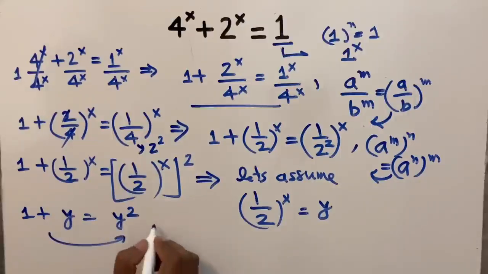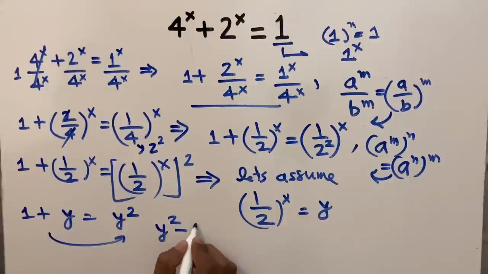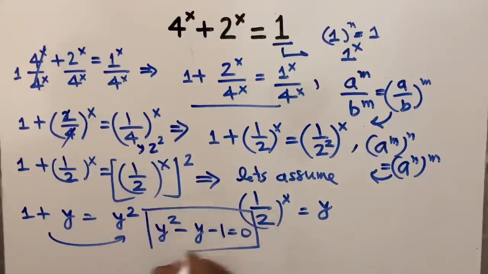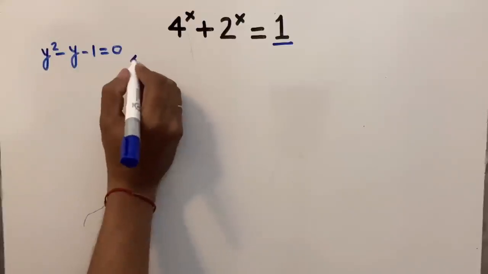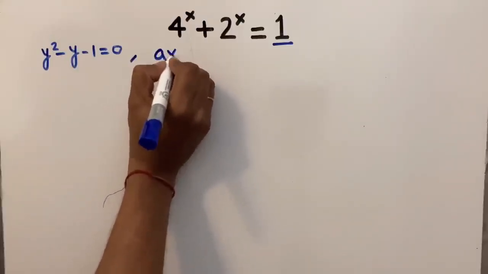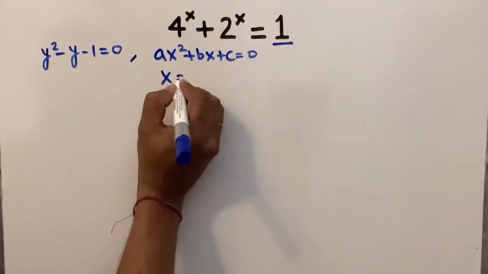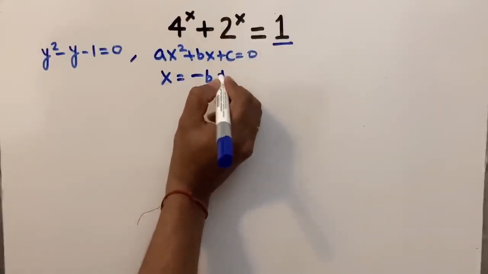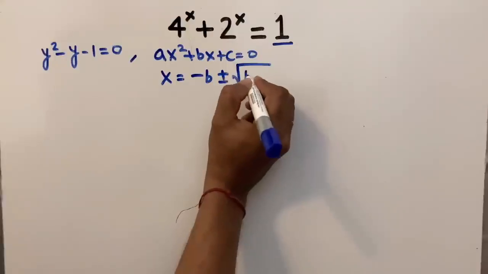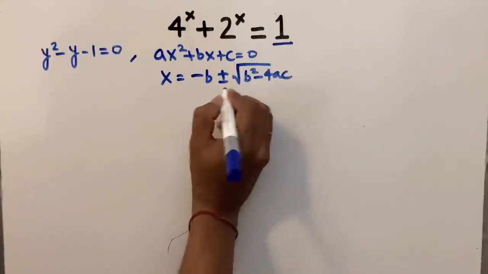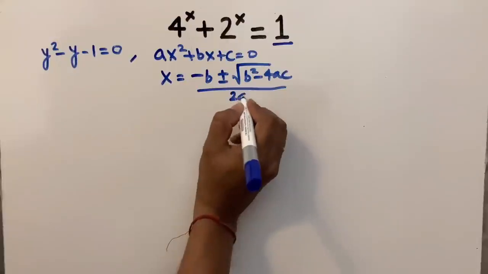Move to this side, it becomes y square minus y minus 1 equals to 0. So it is being simplified to another quadratic equation of second degree. So we have to find the value of y by solving this quadratic equation. This quadratic equation is in the form of ax square plus bx plus c equals to 0, x equals to minus b plus minus square root b square minus 4ac divided by 2a.